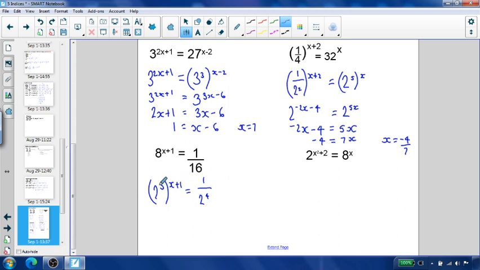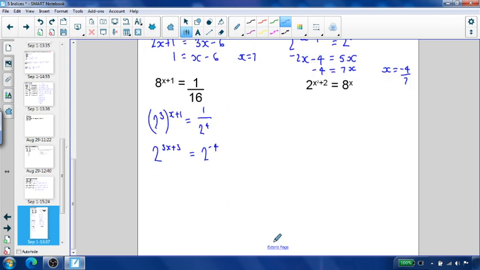Let's use the brackets law and expand this out. So 2 to the power of 3x plus 3 is equal to, now here let's get rid of the fraction and use the negative power law. So 2 to the power of minus 4. Let's compare the powers now. 3x plus 3 is equal to minus 4.